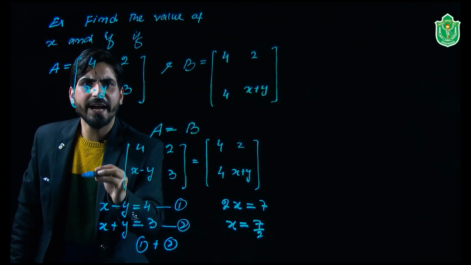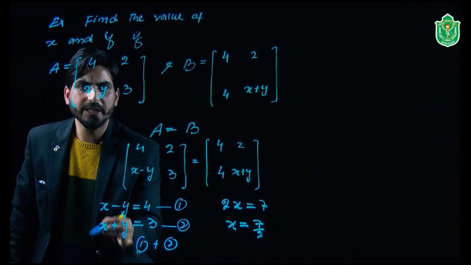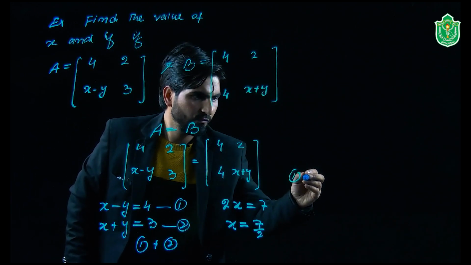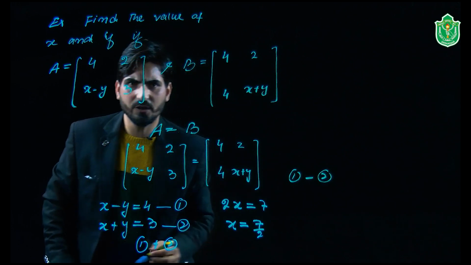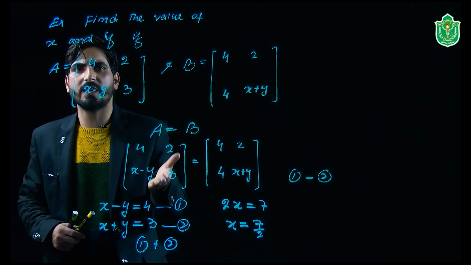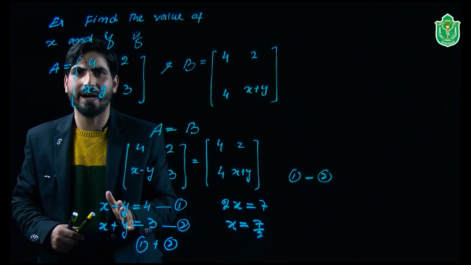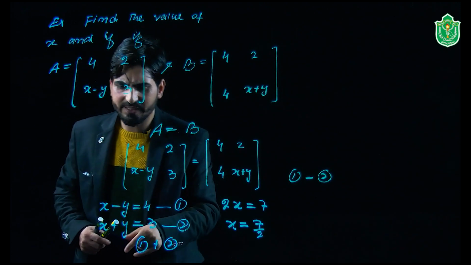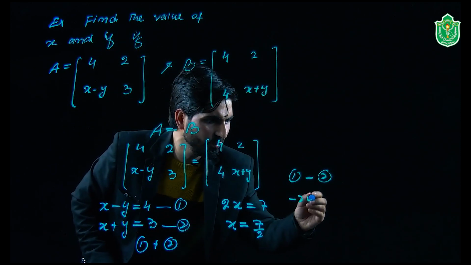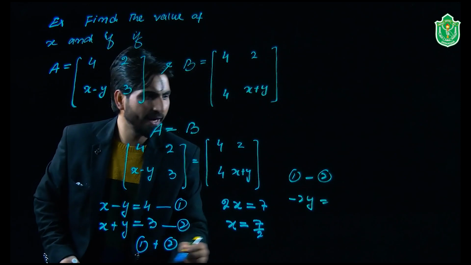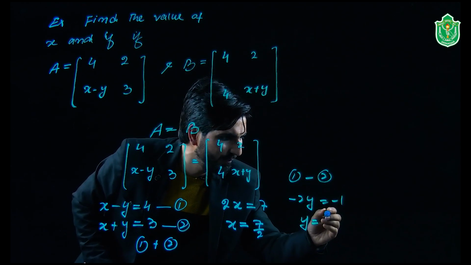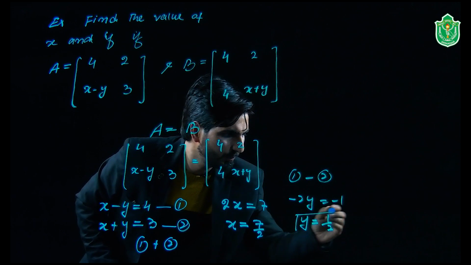Now if we subtract these two equations, here subtract first minus second, or in other words we can say if we put the value of X in first or second, we will get the value of Y. Now if we subtract first and second here, minus Y will be minus 2Y, and 4 minus 3 will be minus 1, and here the value of Y will be 1 by 2.